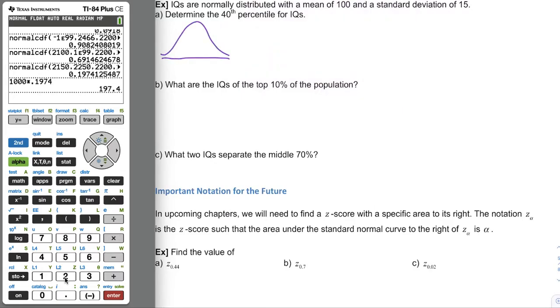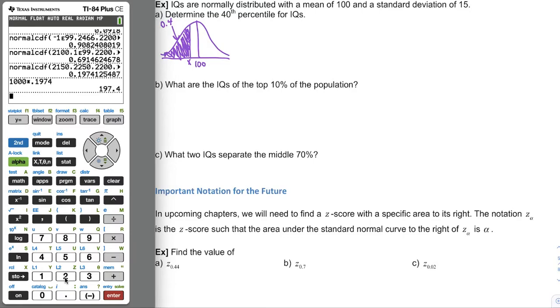we know the mean's in the middle, which is 100. The 40th percentile would be the bottom 40% of IQs. So we know that 50% of them would be less than 100. So 40% would be a little bit to the left of that. So this is an area of 0.4. So what we want to find is this x value that has 40% of the data values below it.